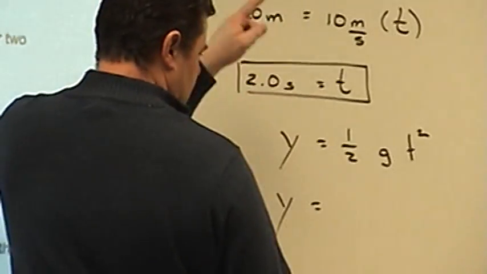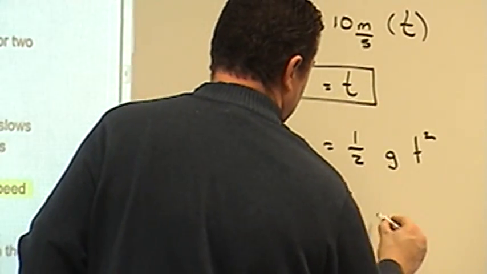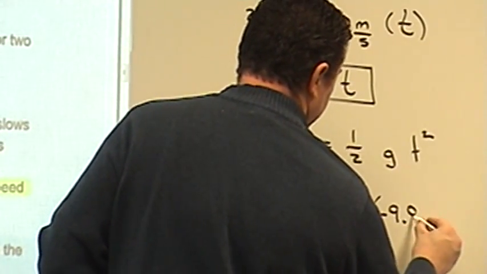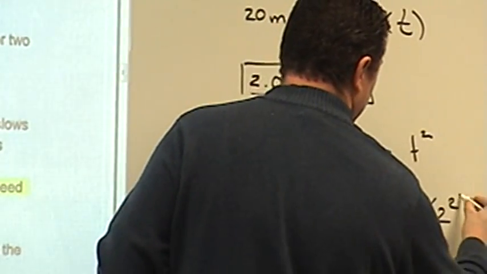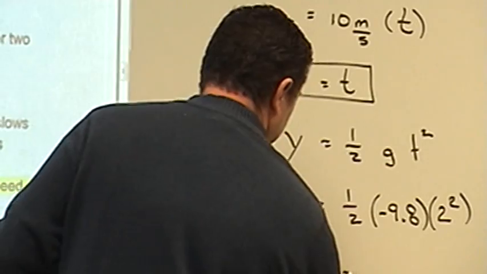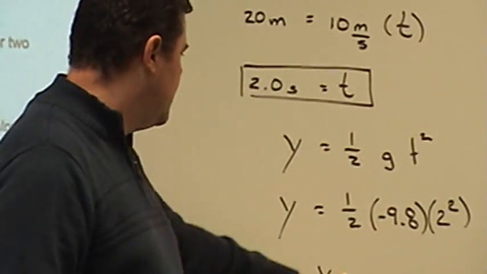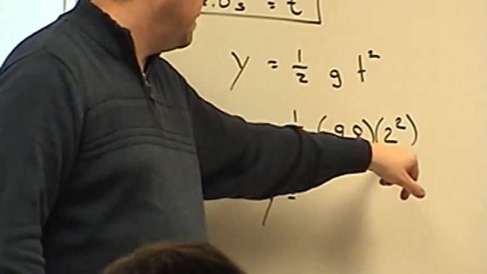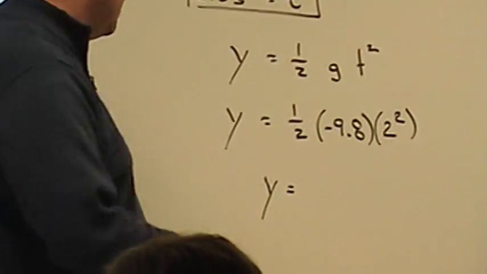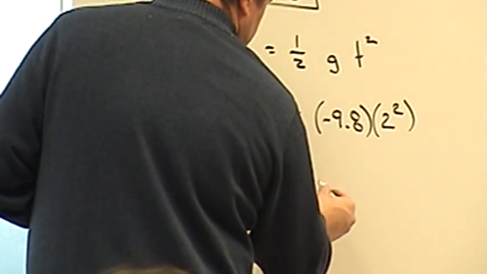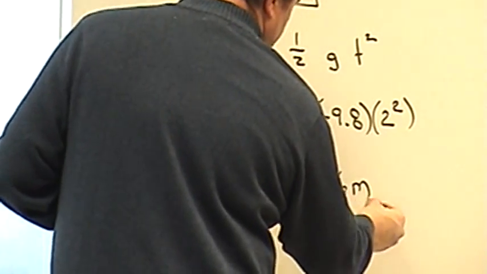Y is the distance, the vertical distance you're looking for, equals 1/2 gravity. Gravity is 9.8, or negative 9.8 to indicate the direction, times the time of 2 seconds, which is squared. So now we have half times 9.8 times 4, which is 19.6. So 19.6, or negative 19.6 meters, is your answer.